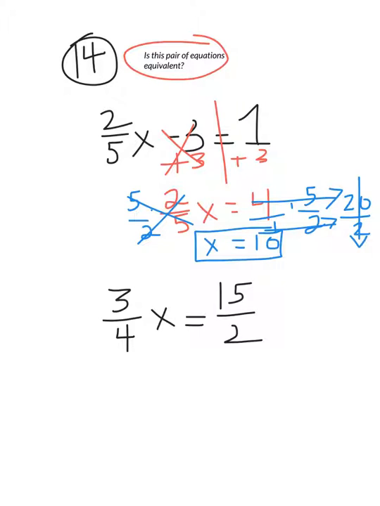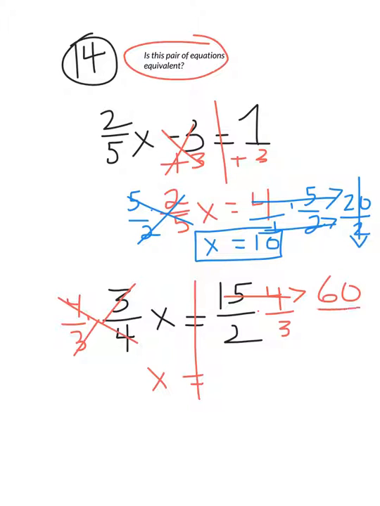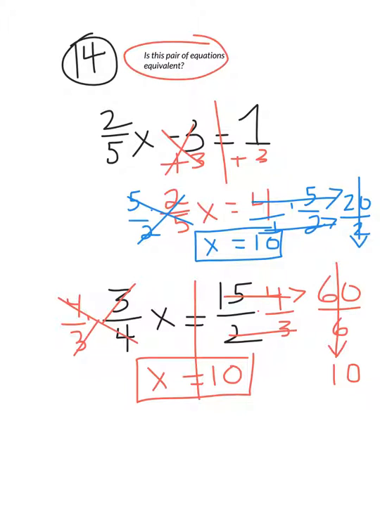Let's check this one out. I'm just going to multiply this by the reciprocal, multiply this by the reciprocal, this cancels out. X equals 15 times 4, that's 60, and 2 times 3 is 6. Divide that down, that gives me a 10, so X equals 10. So yes, these are equivalent. Not fractions, equivalent equations. They both equal 10.